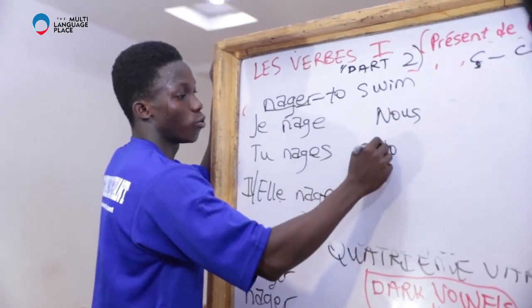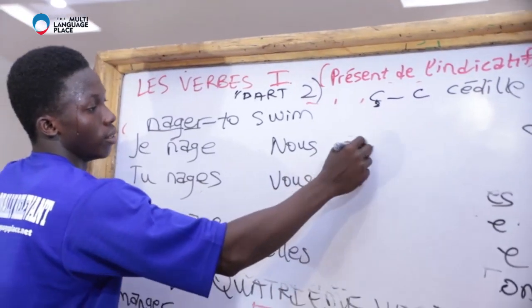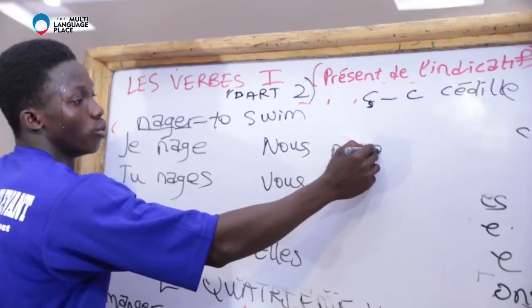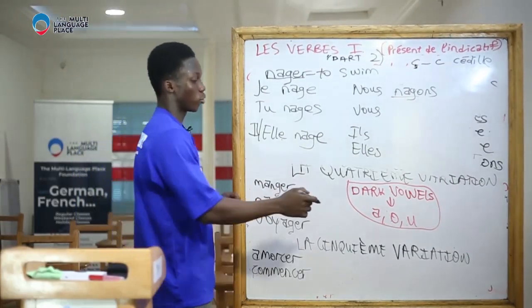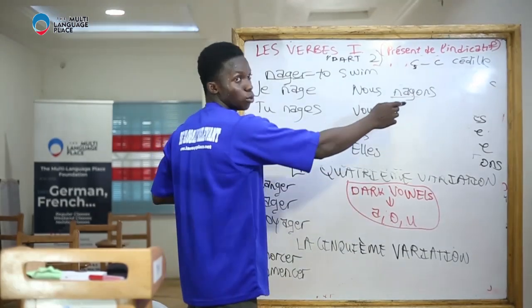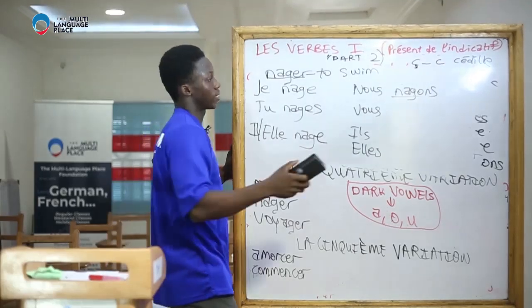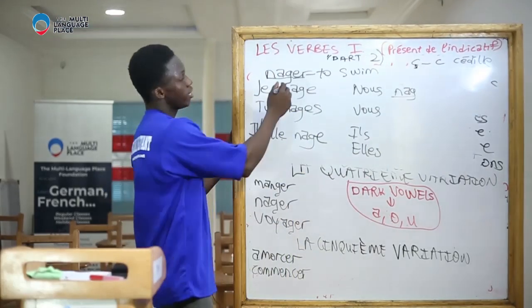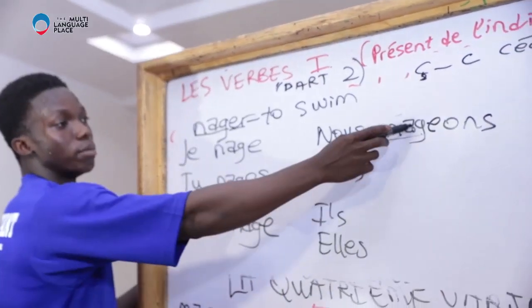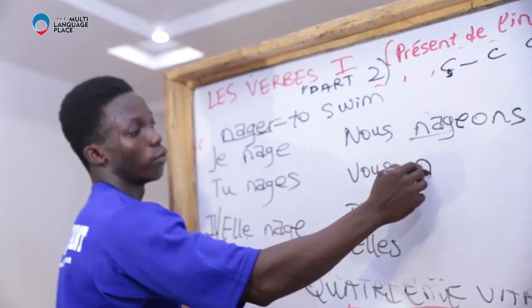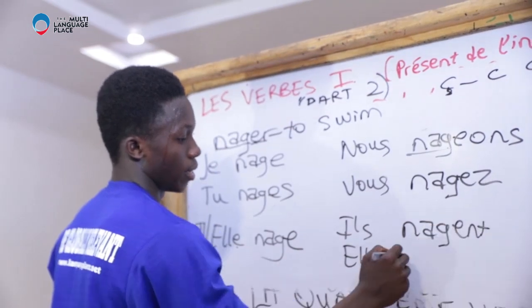For nous, vous, ils ou elles. I add the ending for nous, and this will become nous nagons. That is what we don't want, because O is a dark vowel. It makes G be pronounced as G. In order to avoid that, we take E here, we add it, then we put the ONS. So this becomes nous nageons. Vous nagez, ils nagent, elles nagent.